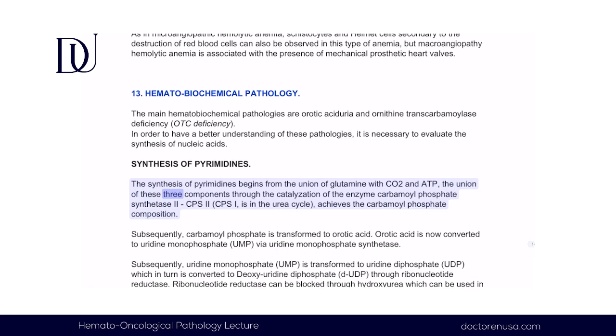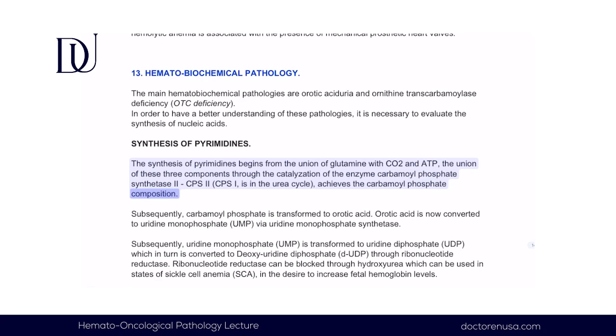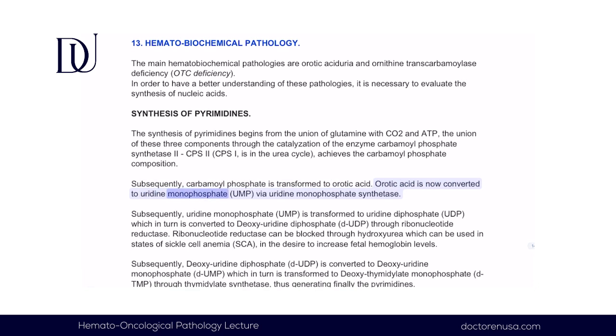The union of these three components through the catalyzation of the enzyme carbamoyl phosphate synthetase 2, CPS2, in the urea cycle, achieves the carbamoyl phosphate composition. Subsequently, carbamoyl phosphate is transformed to orotic acid. Orotic acid is now converted to uridine monophosphate (UMP) via uridine monophosphate synthetase.